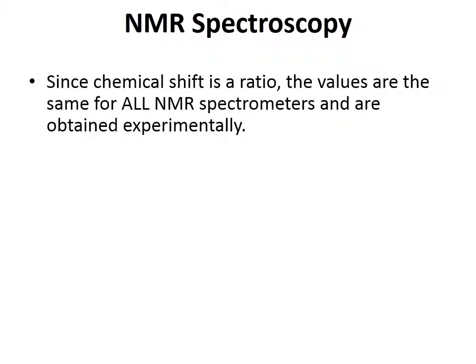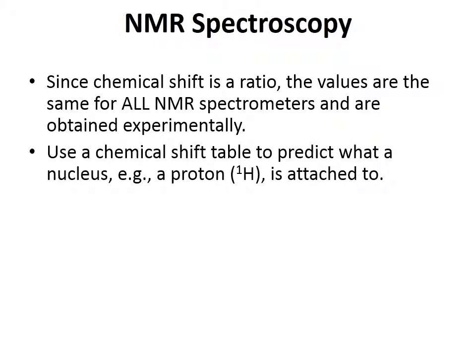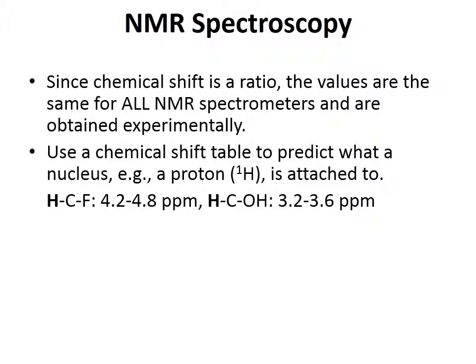Since chemical shift is a ratio, the values are all the same for NMR spectrometers of any type, and they're obtained experimentally. You use a chemical shift table to predict what a nucleus, for example a proton, is attached to. For example, H attached to C, which is attached to F, has a chemical shift region between 4.2 and 4.8 parts per million, whereas H attached to C attached to OH has a chemical shift range of 3.2 to 3.6 parts per million.